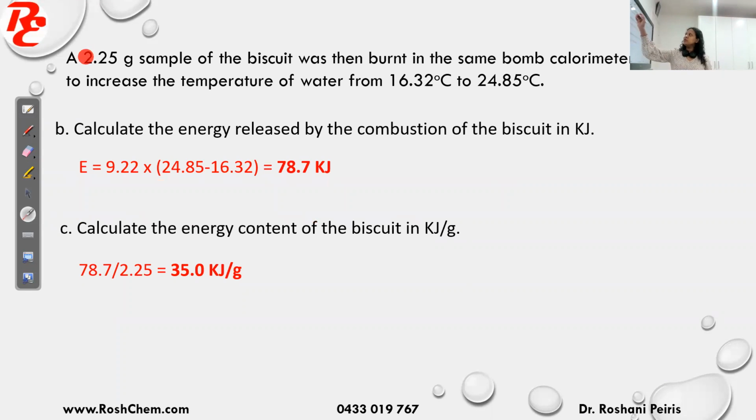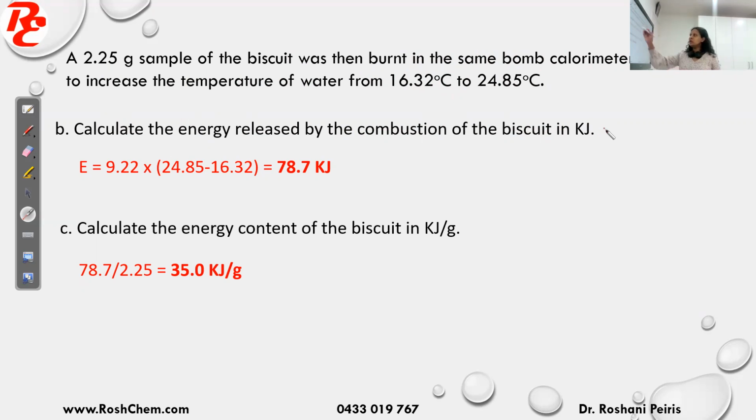Okay, now it says a 2.25 gram sample of the biscuit was then burnt in the same bomb calorimeter. Same bomb calorimeter means you can use the same calibration factor. It increased the temperature of water from 16.32 to 24.85. Okay, calculate the energy released by the combustion of the biscuit in kilojoules.